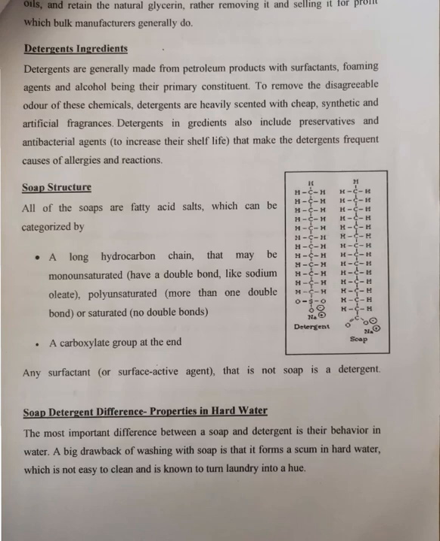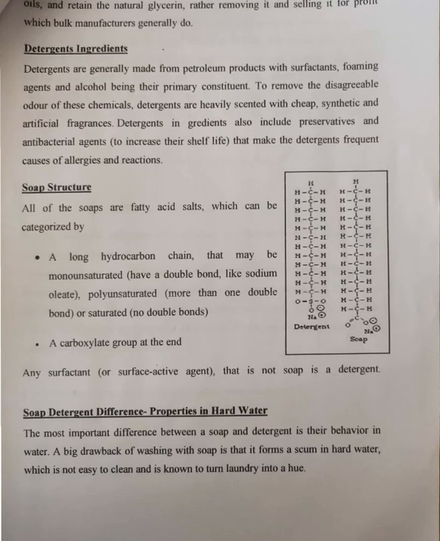Soap structure. The first structure is detergent and second is soap structure. All of the soaps are fatty acid salts which can be characterized by a long hydrocarbon chain that may be monounsaturated, having a double bond like sodium oleate, polyunsaturated, having more than one double bond, or saturated, having no double bond. Second is a carboxylate group at the end. Any surfactant or surface active agent that is not soap is a detergent.